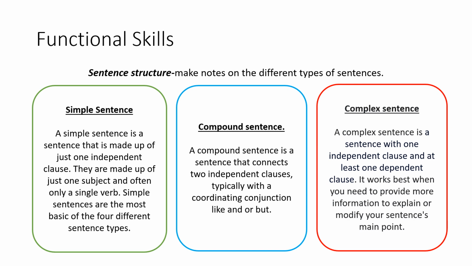Now, a complex sentence. So this is a sentence with 1 independent clause and at least 1 dependent clause. So if you're not sure what we mean by that, an independent clause is an idea that can exist by itself. It makes 100% sense by itself. A dependent clause is an extra idea that you need that other part of the sentence. So we're talking about really quite a long idea as well. So it works best when you need to provide more information to explain or to modify your sentence's main point.